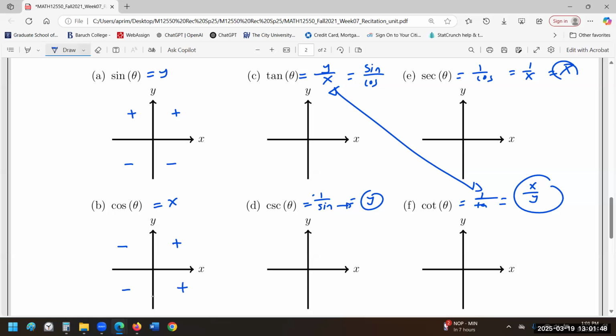Tangent and cotangent, they have the same format. Sine and cosecant, they have the same format. And cosine and secant, they have the same format. Okay, so if you know sine, cosine, tangent, just copy the exact same thing for the other three and you'll be fine. Any question?